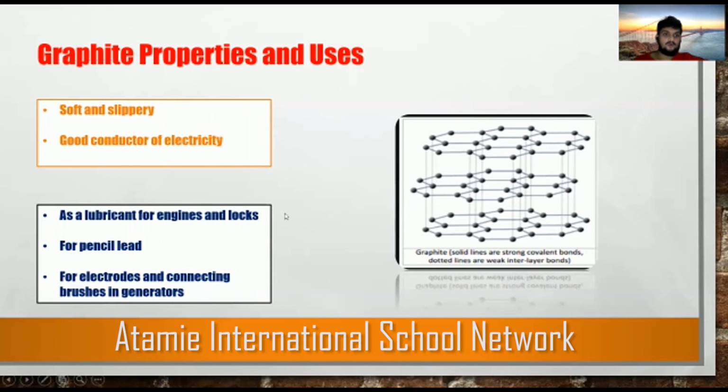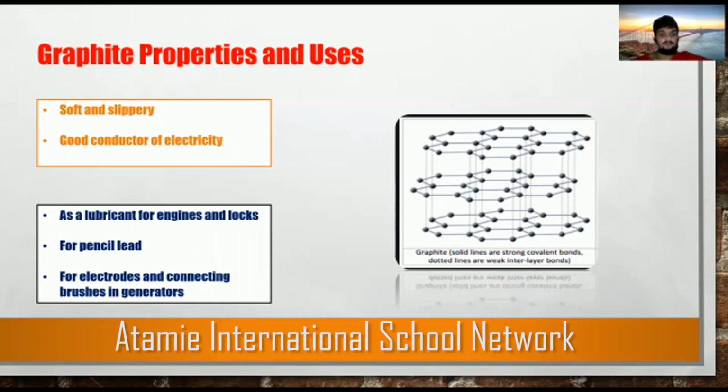Okay. So the uses of graphite, as we said, are in pencil leads, as lubricants for engines and locks, and also as electrodes and connecting brushes in generators. So these are certain uses of graphite, all based on their physical properties.